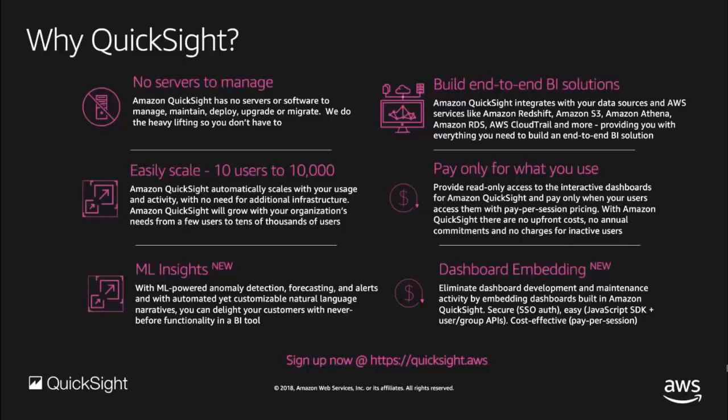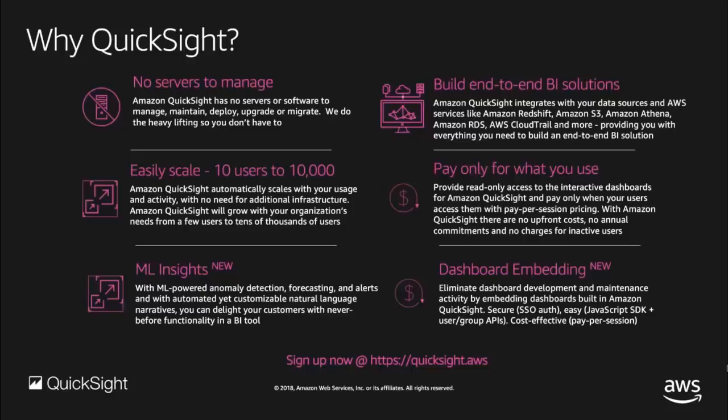It automatically scales whether you have QuickSight deployed to 10 users or 10,000 users. There is no manual planning or manual scaling needed. And you only pay for what you use. So with pay per session pricing for readers, you can deploy QuickSight to everyone in your organization and only pay for the active usage that is generated.